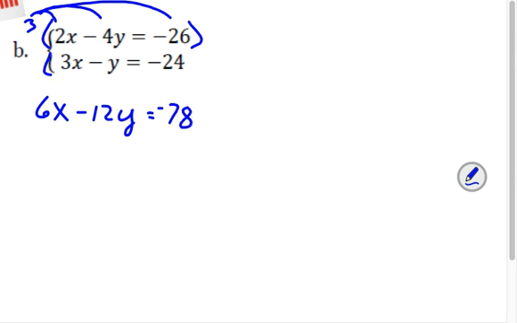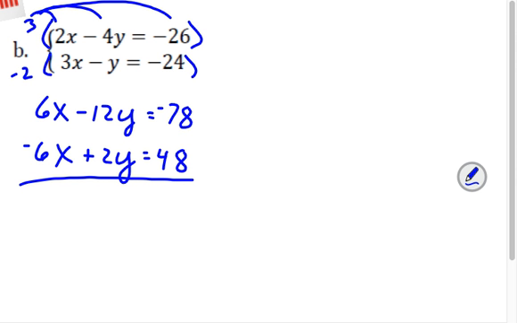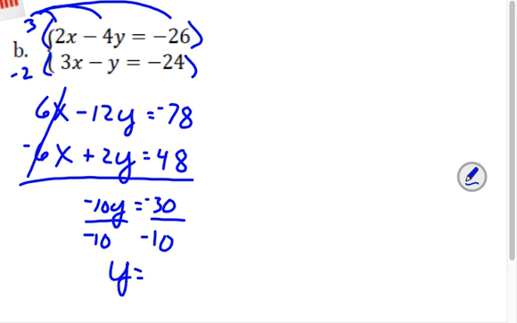The bottom equation, I'm going to multiply by negative 2. Why negative 2? Well, what's negative 2 times 3? That's negative 6x. These are opposites of each other, so when I add them together, they cancel out. Negative 2 times negative y is positive 2y. And negative 2 times negative 24 is positive 48. Adding these two together, my x's will cancel out. Elimination, that's what you want. Negative 12 and 2 is negative 10y equals negative 78 plus 48, which is negative 30. Divide both sides by negative 10. Y equals 3.